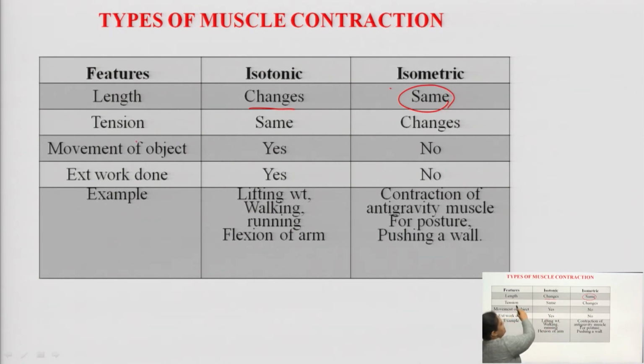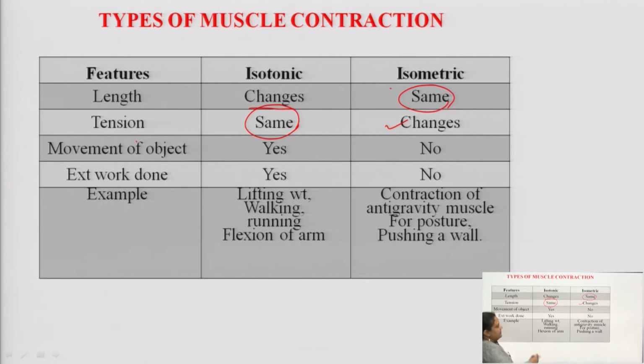Now, coming to the tension: in case of isotonic, iso means same, tonicity means tension, so the tension of the skeletal muscle is the same, while in isometric it changes. Movement of an object occurs with the help of skeletal muscles when it is isotonic, but you will see there is no movement of any object when it is isometric.